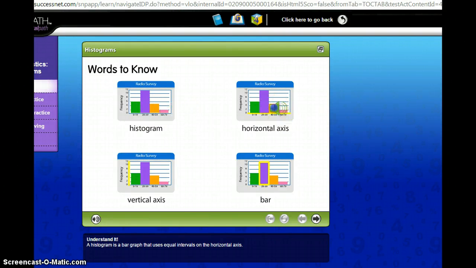Histogram. Horizontal axis. Horizontal axis is your x-axis. It runs this way from left to right like the horizon. Horizontal, horizon. That's your x-axis. Up and down is vertical axis. That's your y-axis. Vertical axis. Bar.